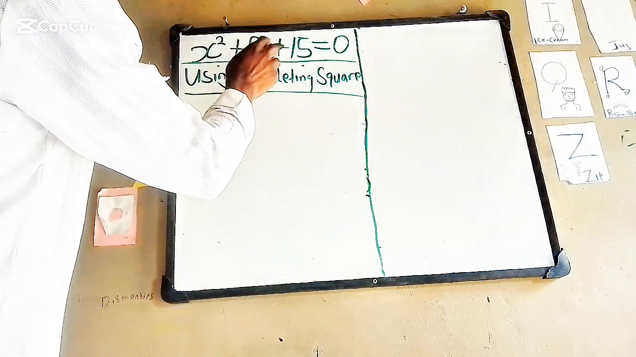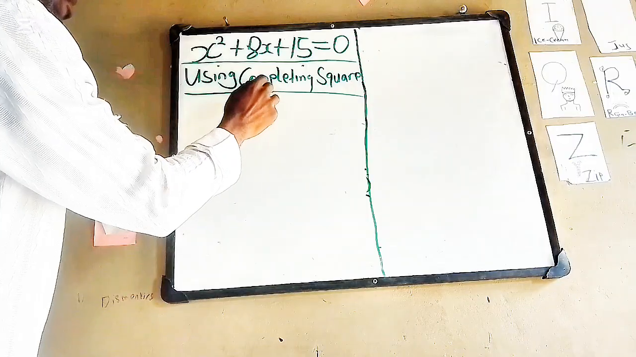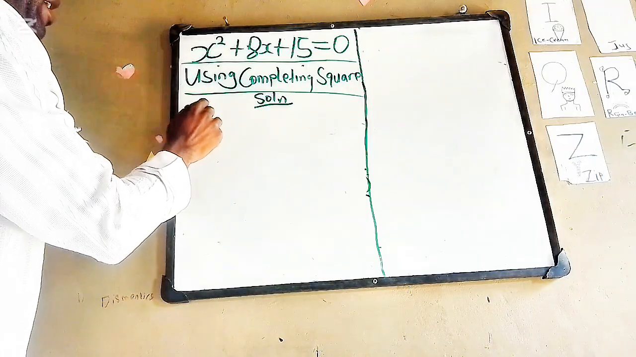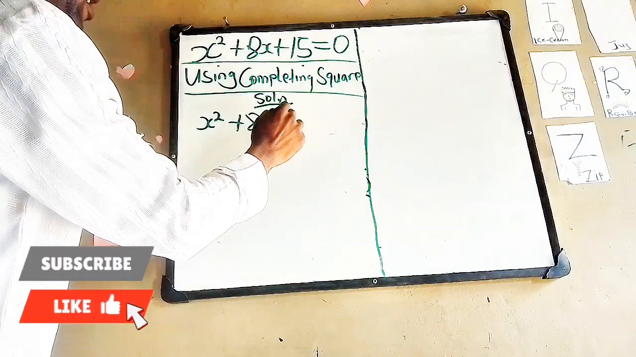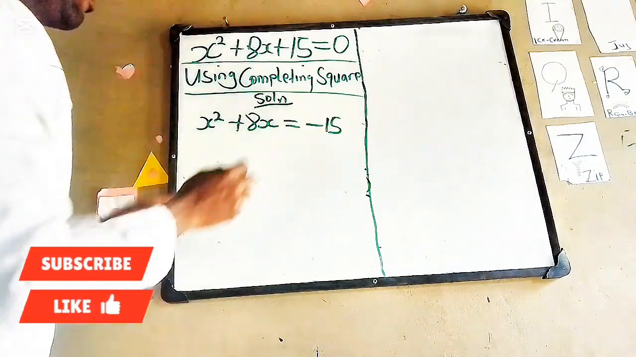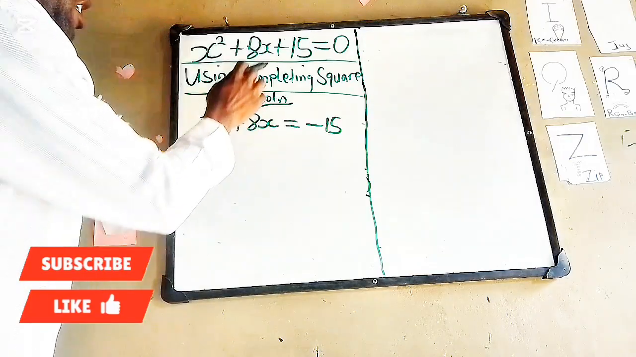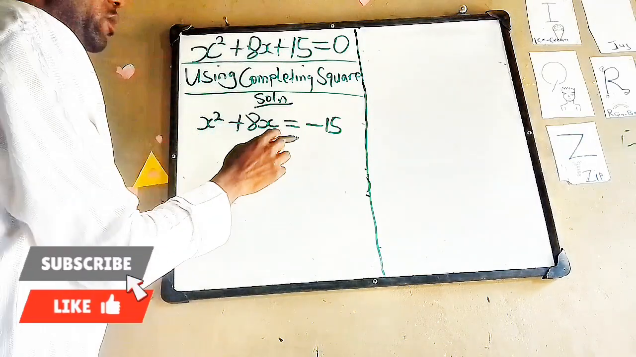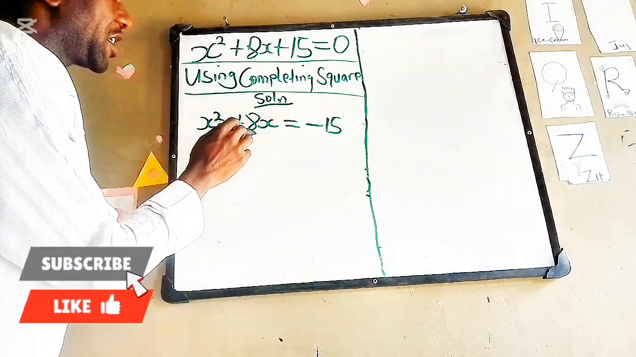plus 8x plus 15 is equal to 0 using completing the square. Solution: x squared plus 8x is equal to minus 15. We have to move plus 15 to the right hand side, and when we do that, the sign will change from plus to subtraction. Okay? So the next step is to look for the coefficient of x, which is what?